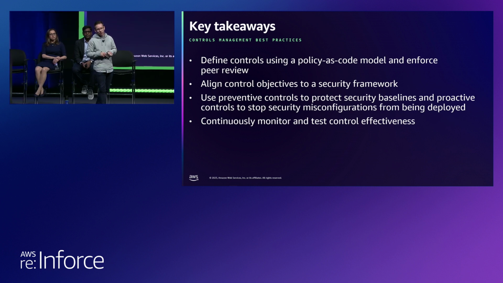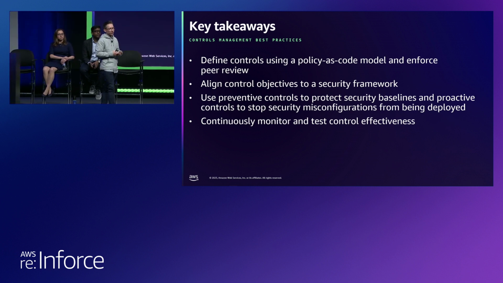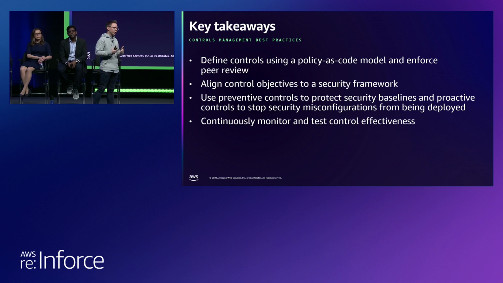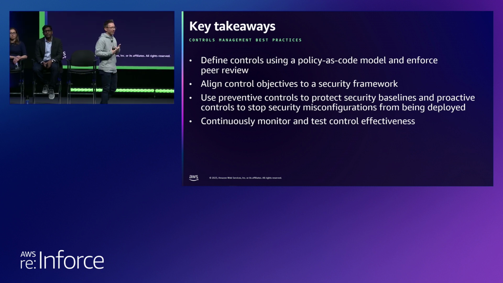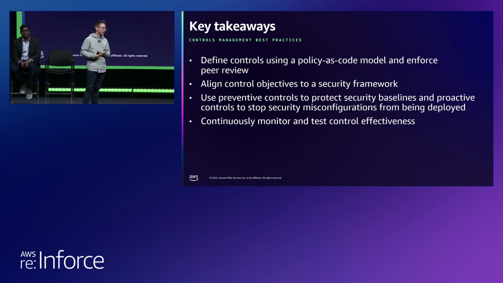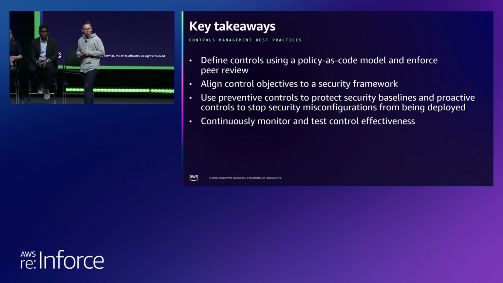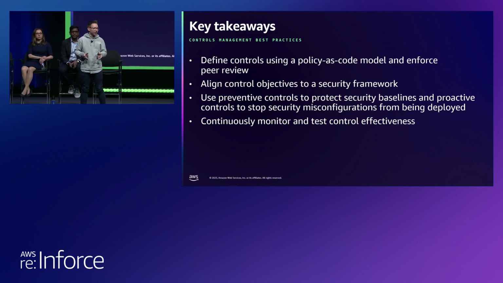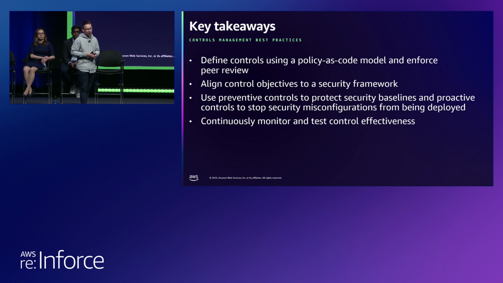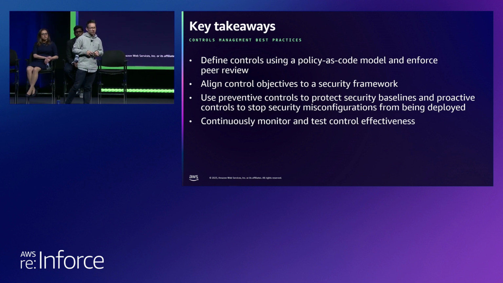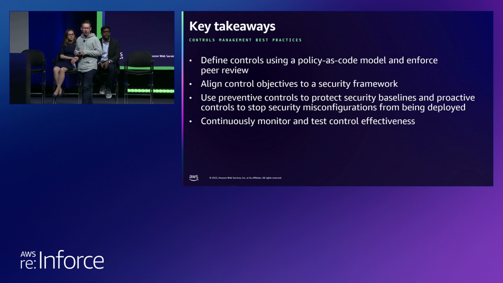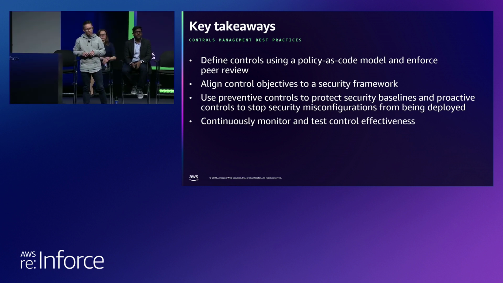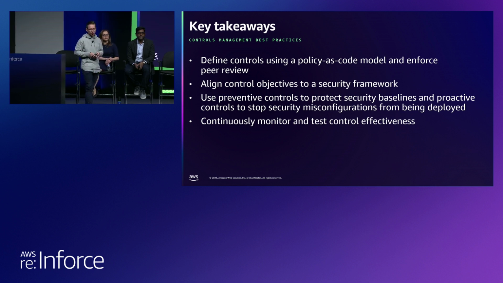So as a review, again, use policy as code models to make those controls codified in a standardized model and more approachable for people who aren't necessarily code experts. Align those objectives to a security framework of your choice and always follow that framework. Use preventive controls to protect those security baselines and invariants, and proactive controls to stop those configurations from being introduced into your environment, and then monitor and actually test the controls to make sure they're actually doing what you think they're doing. And so with that, I'll hand it over to Inforce to take us into cloud governance for developers.